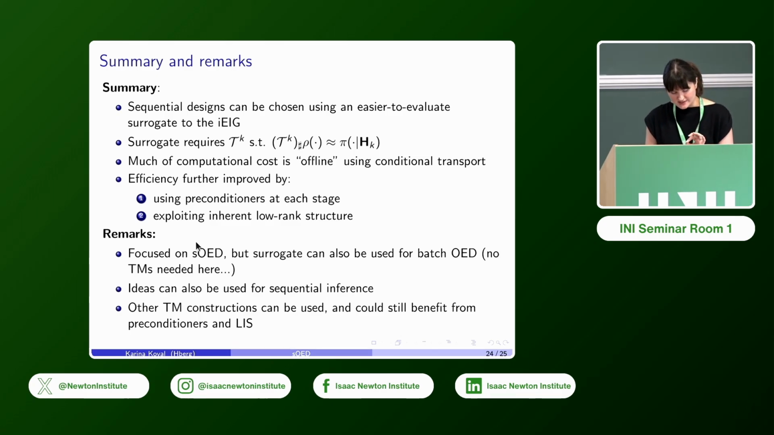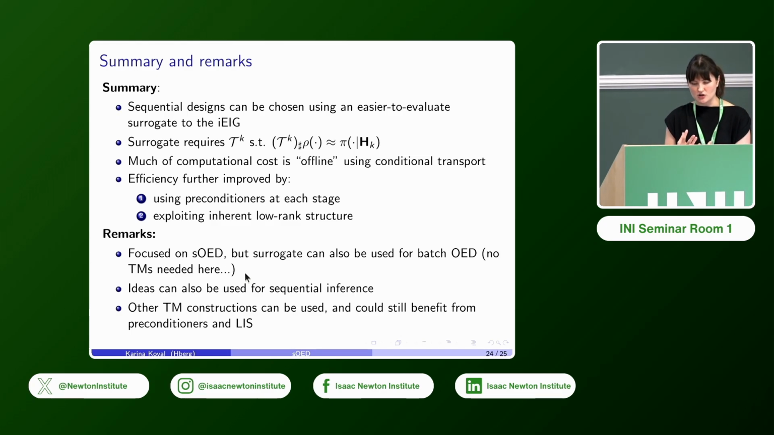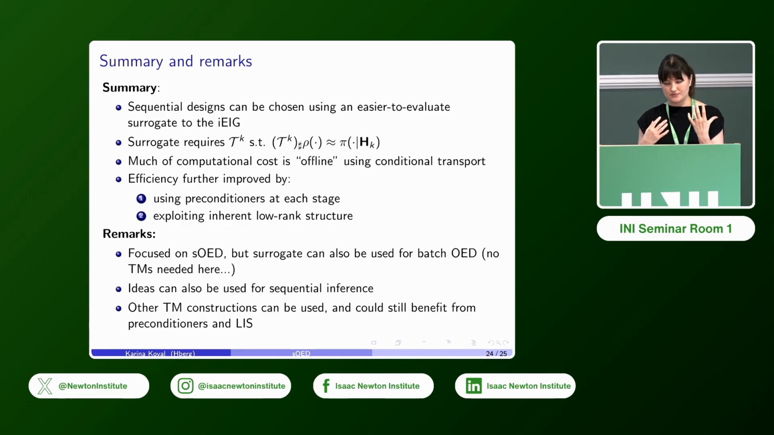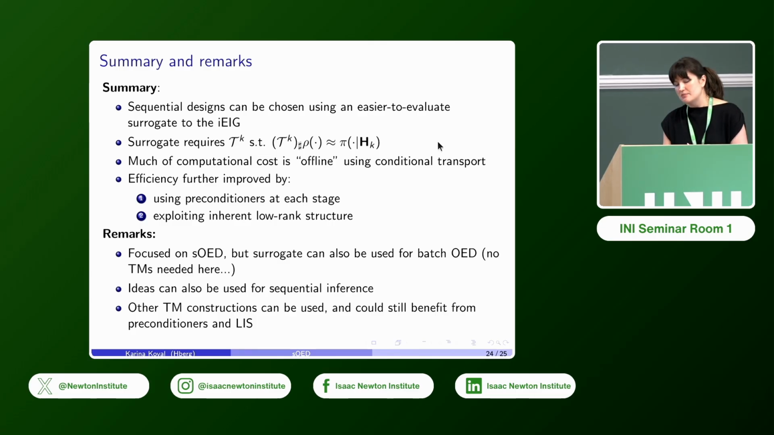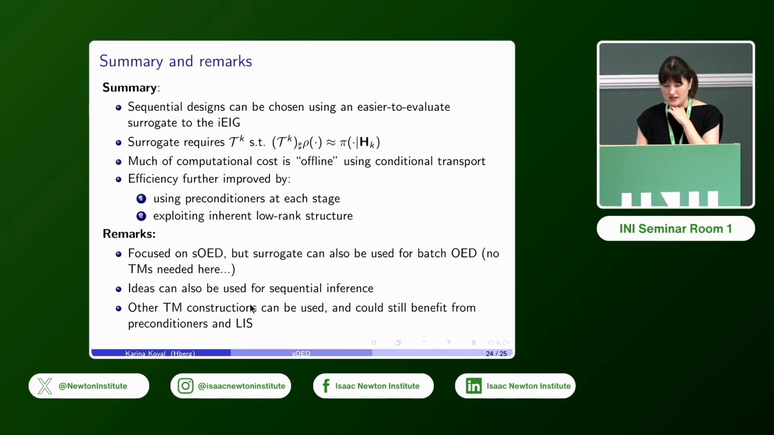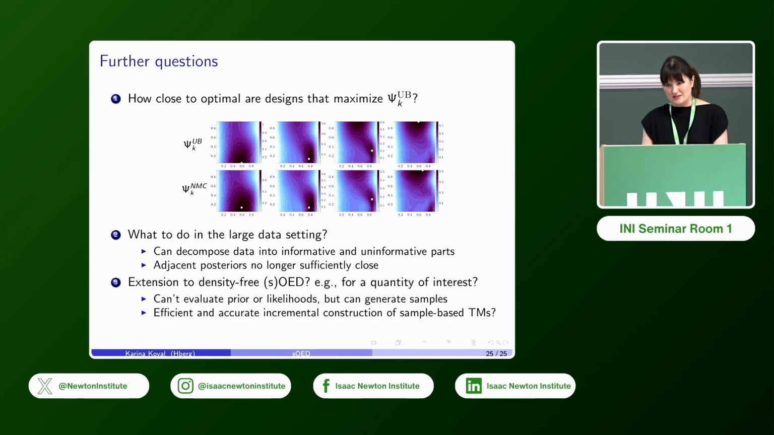And just a few remarks here. I have focused on sequential OED in this talk. However, you can also use the surrogate, this upper bound on the IEIG, for standard batch OED. And you can also use the ideas for sequential inference, right? As a byproduct of our approach, we actually have the sequence of approximations to our posteriors. And here I've also motivated everything using these tensor train-based approximations to transport maps, but you can of course use other constructions of these transport maps, and I think they could still potentially benefit from preconditioners and these likelihood-informed subspaces. And I don't know how much time I have, I guess. A couple of moments. Okay.